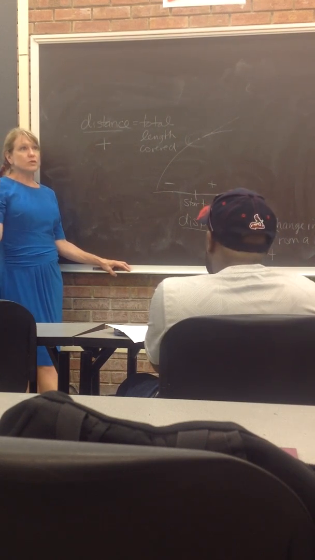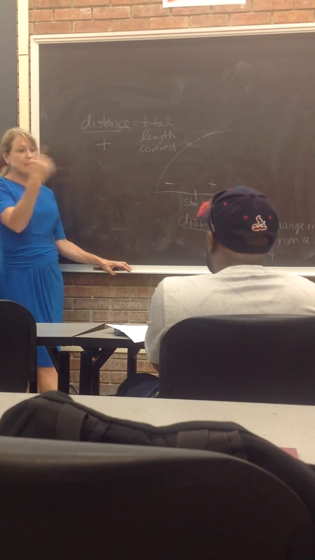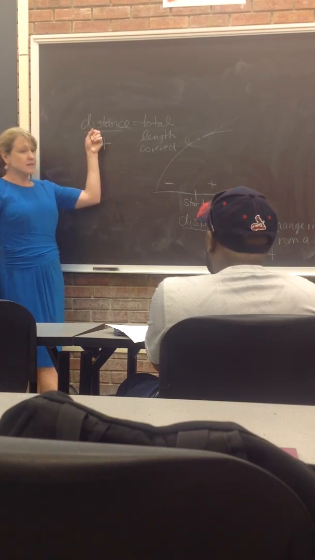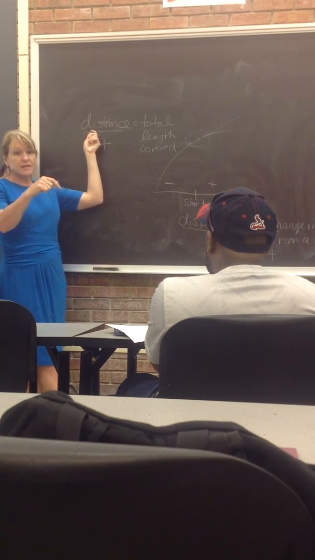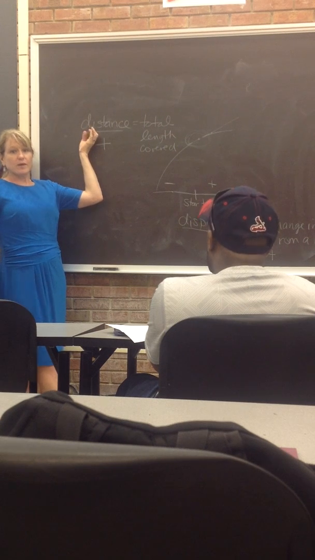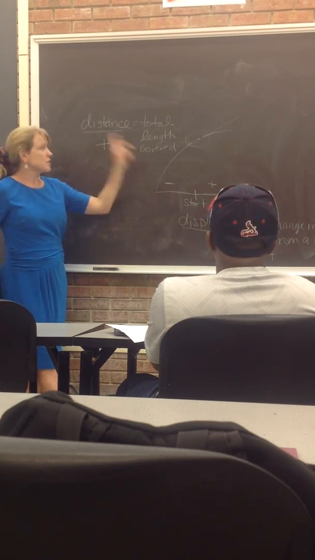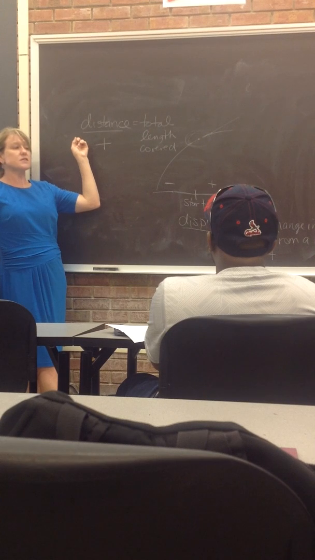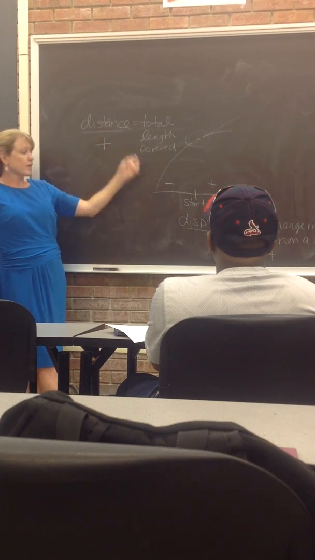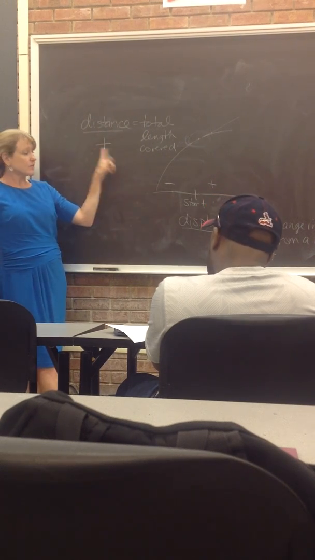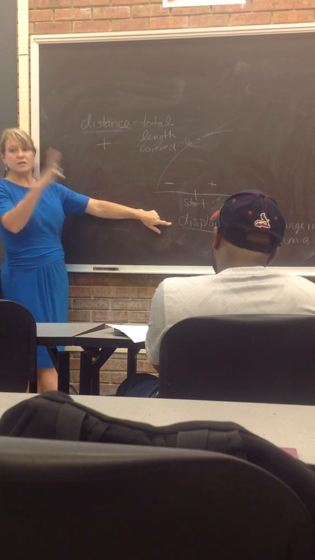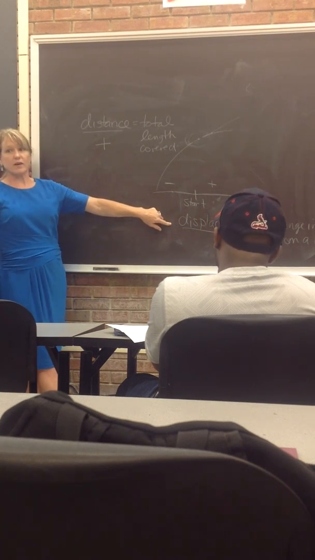If somebody goes to a track and runs around a track, they might run 5 miles, so that's the distance they ran, but they might stop at the same place they started, and what would be their displacement? 0. Okay, so that's the difference between displacement and distance. Distance is total length covered, and it's always positive, whereas displacement is in reference to some starting point.